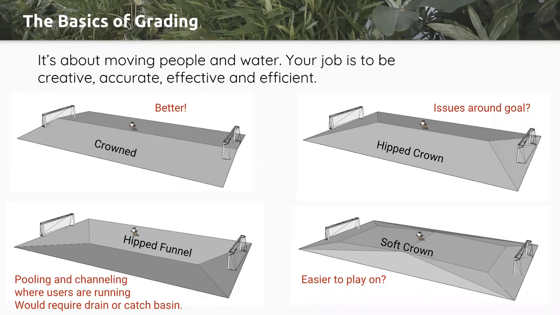So that's not great. If you are going to do this, maybe you're in a plaza instead of a soccer field, you're going to need to start thinking about drainage in the middle there, so that you can get the water out that has to pool there. And then you can always start combining them all and create that soft crown scenario.